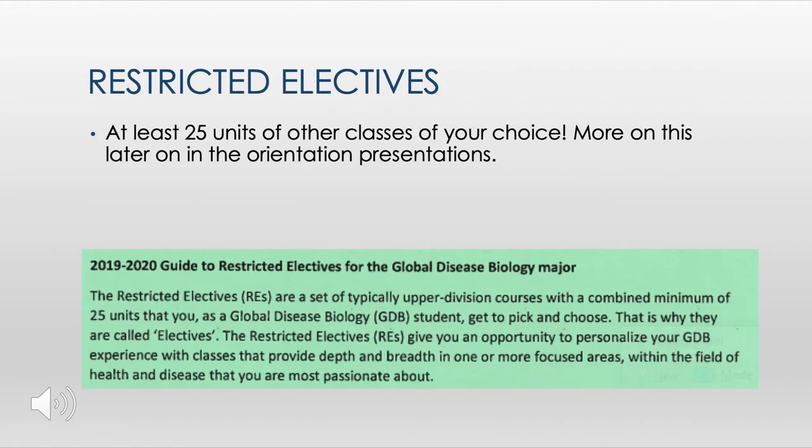We will go into much more depth on this because most of you will probably start off taking a restricted elective this coming fall quarter, if not this quarter, then for sure in winter. So just be ready, and start thinking about what's interesting to you about the global disease biology One Health model, and we will get to that in a couple of PowerPoints. Thank you.